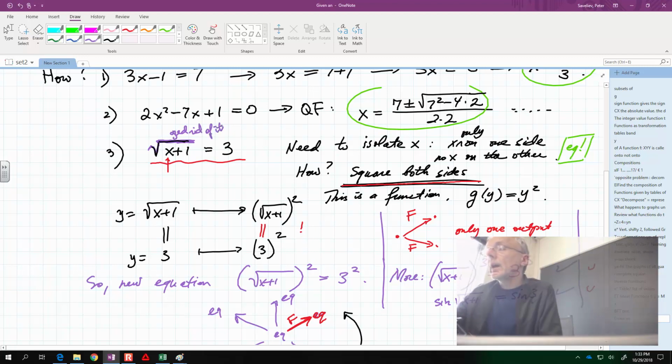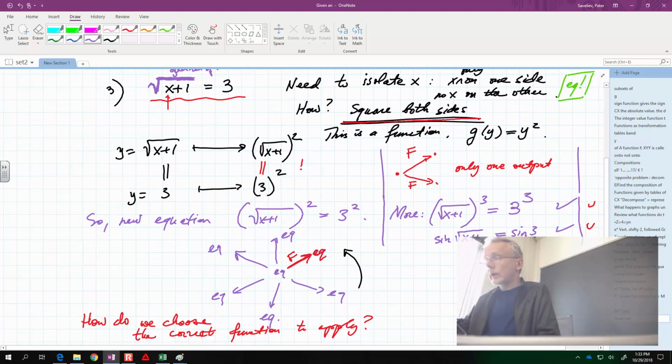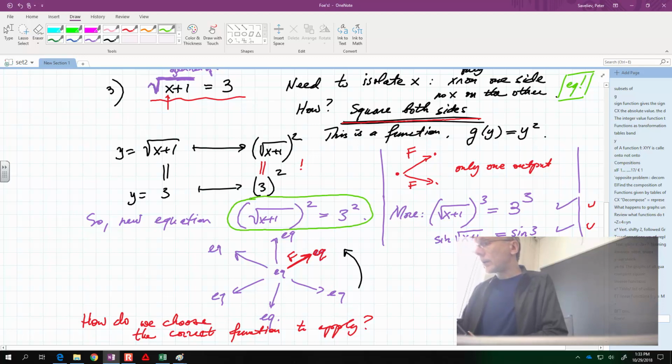Get rid of it, and how do we get rid of it? We apply the inverse, because that's its inverse, and because the inverse will cancel its effect. So here we are. This is the new equation that we have produced. The inside was the square root, which we just talked about. We cancel the square root by the square, and so the end result will be an equation that is simpler than the original.